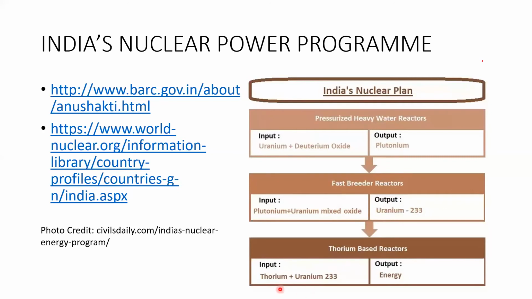In the third stage, thorium is blanketed. Thorium is used as a blanketing or fertile material, and the starting fissile material is uranium 233. So this thorium will be enriched, and a lot of energy can be produced. So this thorium can be used a number of times.